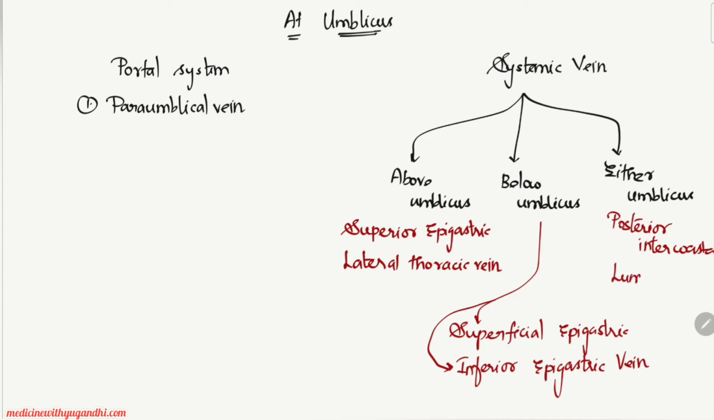and the lumbar vein. See, once again I am repeating. The systemic veins taking part in portocaval anastomosis at the site of the umbilicus can be categorized into three: above the umbilicus, below the umbilicus, and on either side of the umbilicus. Above the umbilicus, it is the superior epigastric vein and the lateral thoracic vein. Below the umbilicus, it is the superficial epigastric vein and the inferior epigastric vein. And on either side of the umbilicus, it is the posterior intercostal and the lumbar vein.